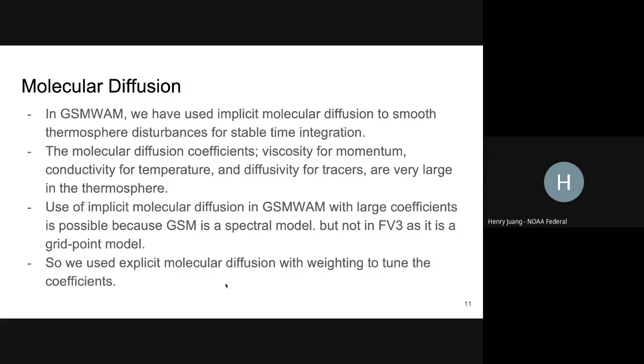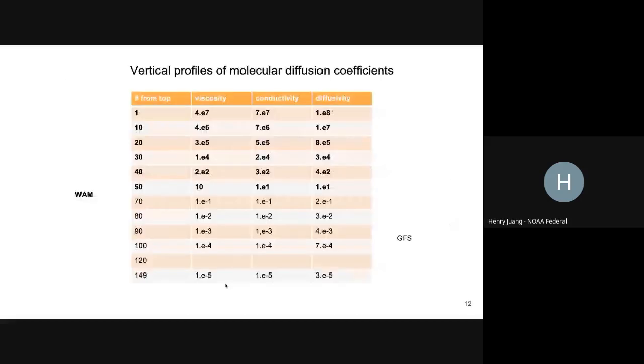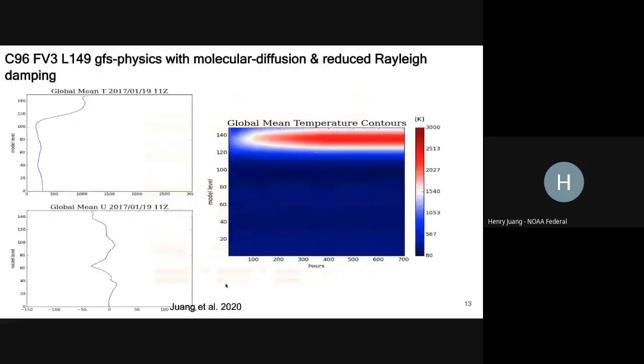the GFS is a spectral model, increasing the molecular diffusion is very easy, and for the stability, it's no problem. But FV3 is a grid-point model, we cannot increase the diffusion that way, so I apply an explicit way, and this shows you the coefficients for all the molecular diffusion, for the viscosity, conductivity, and diffusivity, that's very large. And this just shows you what we put into the FV3.